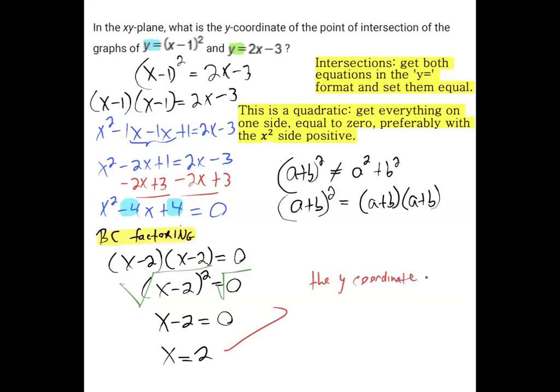which simply means we've got to just plug our x back in to either equation to get y. So y equals 2x minus 3, but we know that x is 2 now. So that's 2 times 2 minus 3, 4 minus 3, which is 1. And that is the y coordinate. So that is our answer.